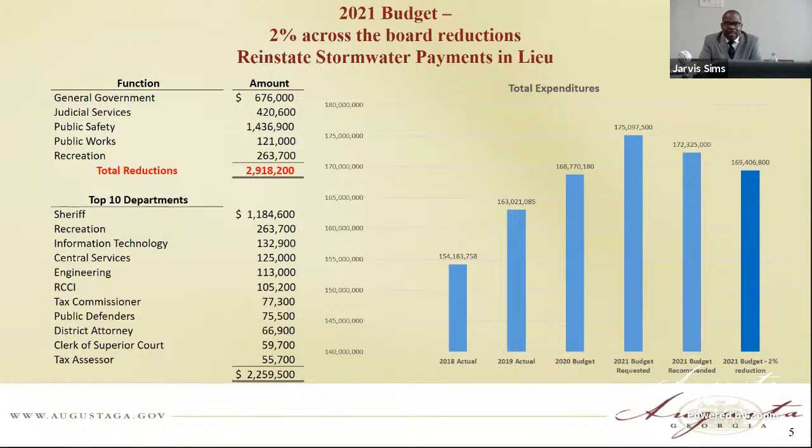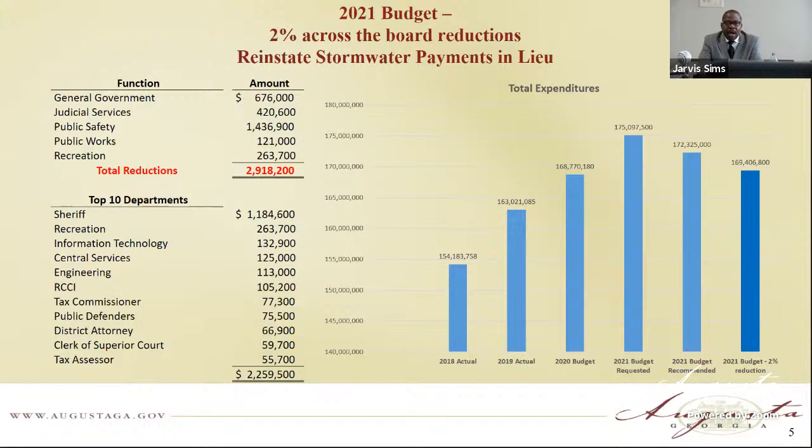We highlighted, again, the top 10 departments: the sheriff's office, $1.1 million; recreation, $263,000; IT, $132,000; central services, $125,000; engineering, $113,000; RCCI, $105,000; tax commissioner, $77,000; public defender, $75,000; DA's office, $66,000; clerk of superior court, $59,000; and tax assessors, $55,000. We want to highlight again what a 2% across the board reduction will look like.